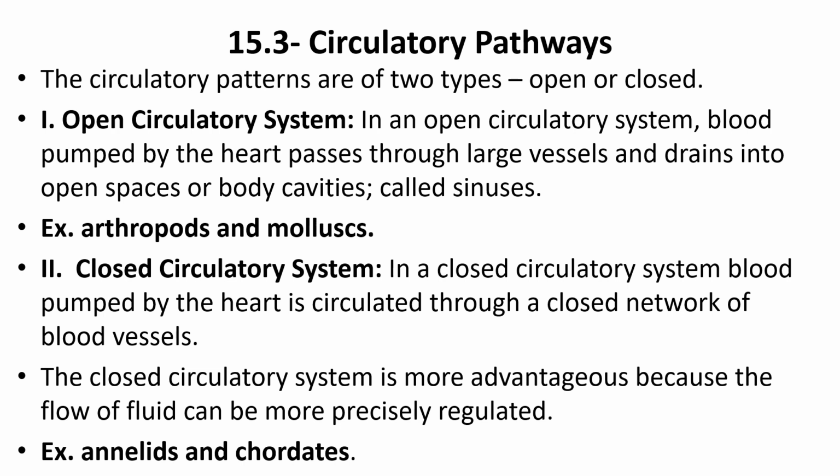Circulatory pathways are of two types, open and closed. In the open type, the blood is pumped by the heart, passes through large vessels and drains into open spaces, body cavities or sinuses. For example, it is seen in arthropods and molluscs. In the closed circulatory system, the blood is pumped by the heart and circulated through a closed network of blood vessels. The closed circulatory system is more advantageous because the flow of fluid can be more precisely regulated, and it is seen in annelids and chordates.